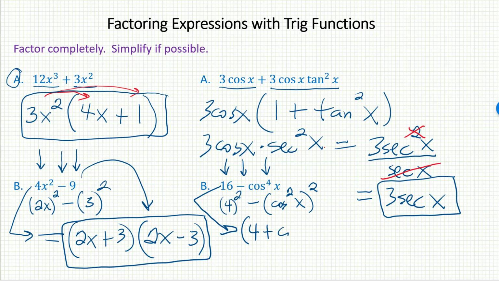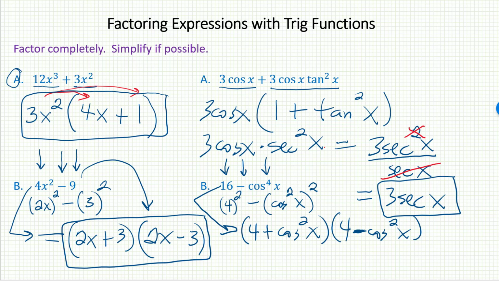A and b are those pieces being squared, so 4 plus cosine squared x times 4 minus cosine squared x. If you FOIL that back, you'll get back to where we started. Am I finished? I am not finished. These difference of squares are notorious for continuing on.